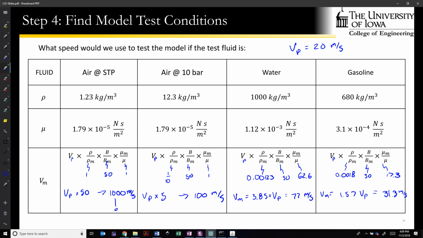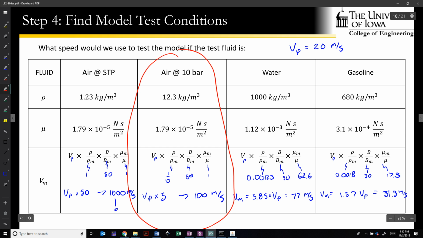And in order for that to happen, we have a couple knobs we can turn. Some of those knobs we turn by changing the fluid. Others we change by altering the conditions of the fluid, such as the pressure. And others we change by altering the test conditions themselves, such as the velocity at which we're testing our model. So we've got four different choices of fluids, and coming from this matching of Reynolds numbers comes four different resulting velocities that we would have to use to accurately reproduce the dynamic behavior of this 20 meters per second. Looking at this, we could pick any of these, but I'm inclined to go with air at 10 bar. This 100 meters per second in a pressurized tunnel appeals to me as being the most realistic and the most achievable condition.